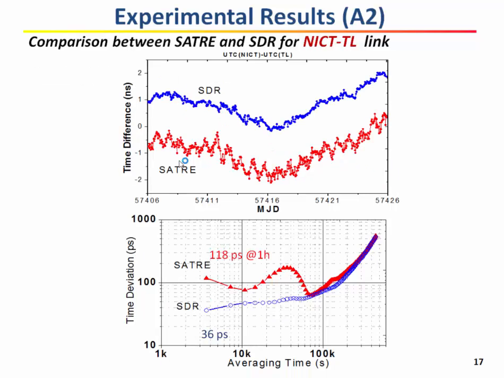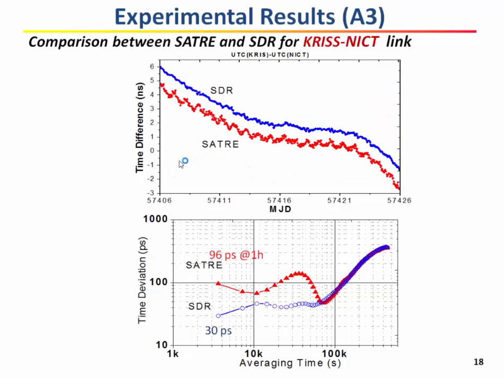And here it shows the results for the NICT TL links. You can find similar results. In the results of C3, they have diurnals larger than 0.5 nanoseconds. And in the time deviation, you can find the SDR have a better short-term stability, and there is no obvious diurnal peak. And here is for the KRISS NICT link, similar results. No strong diurnal in SDR, but they still have it in C3 results.